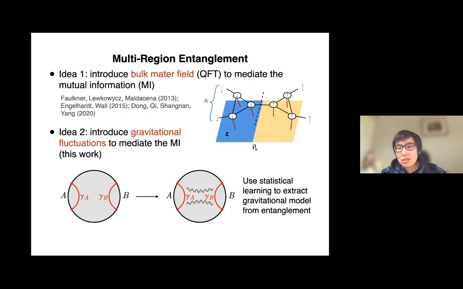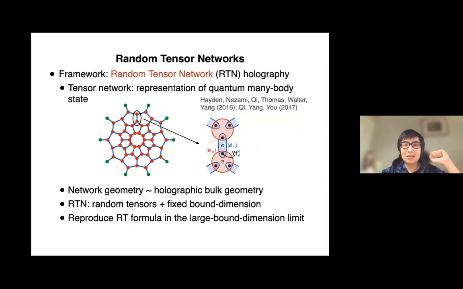So we will use statistical machine learning to extract those gravitational models from entanglement. That is the main thing. In order to establish our calculation or model on a solid foundation, we use a framework called random tensor network holography.